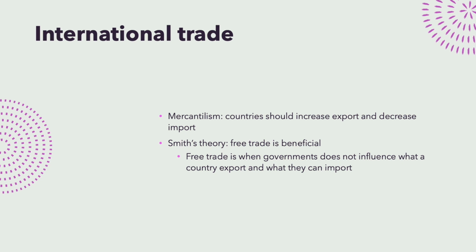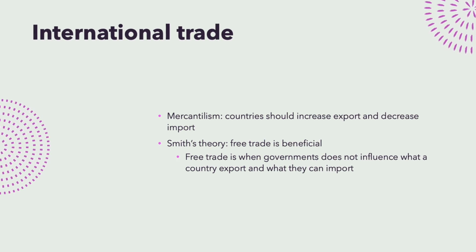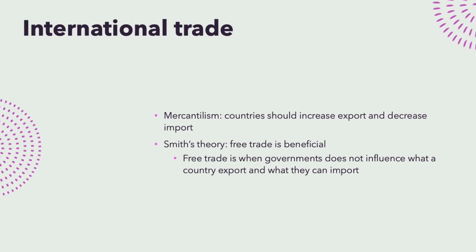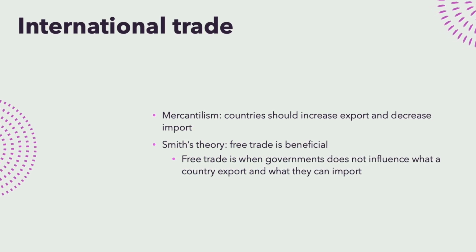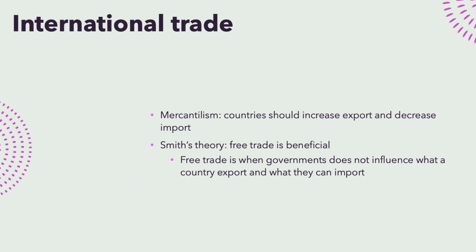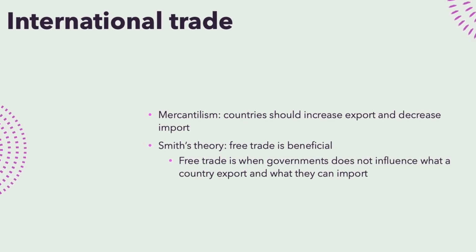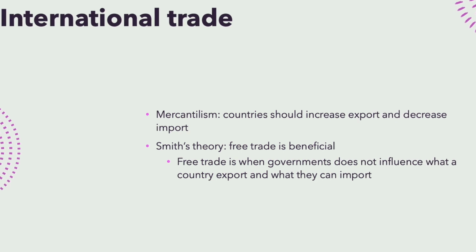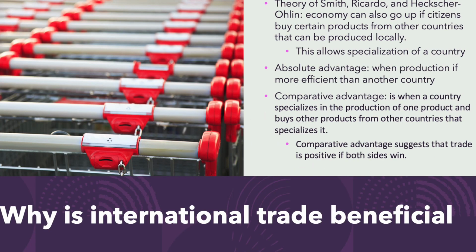International trade. Mercantilism suggests that countries should increase exports and decrease imports. Smith's theory was the first to explain why unrestricted free trade is beneficial to a country. Free trade refers to a situation in which a government does not influence what a country exports and what it can import. Why is international trade beneficial?